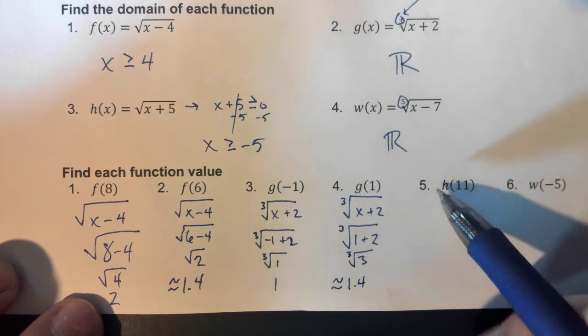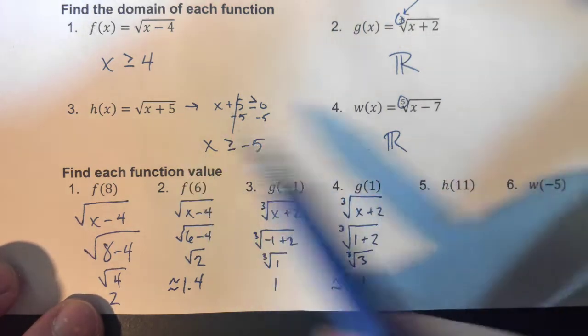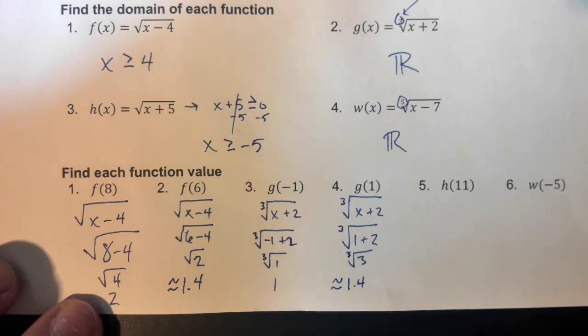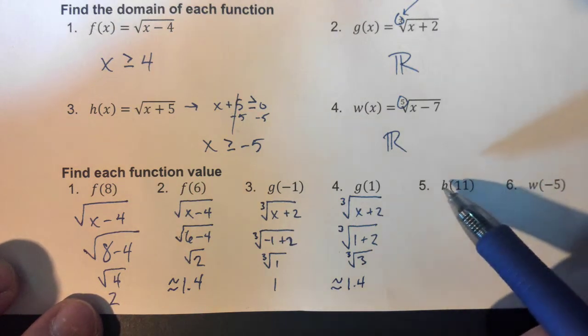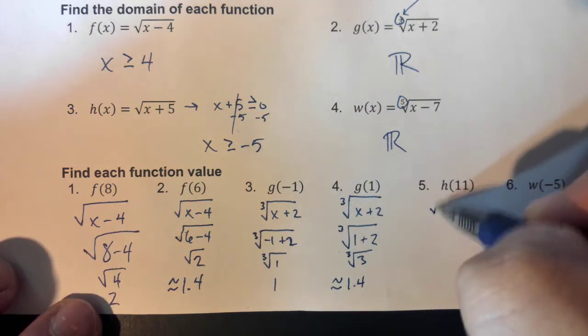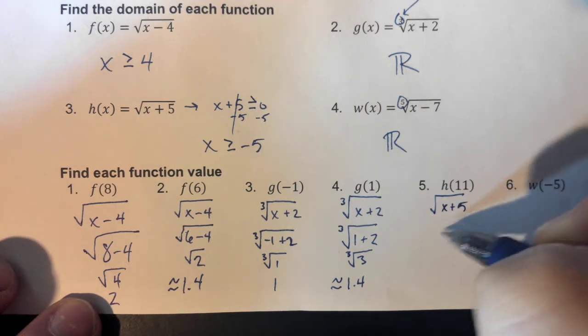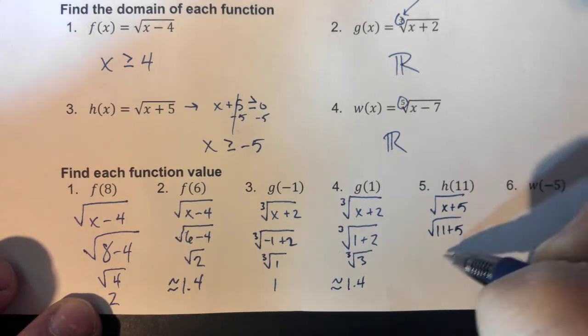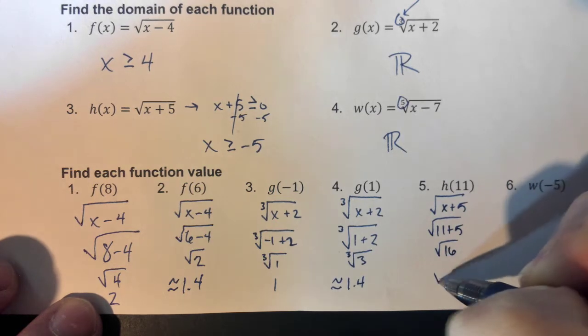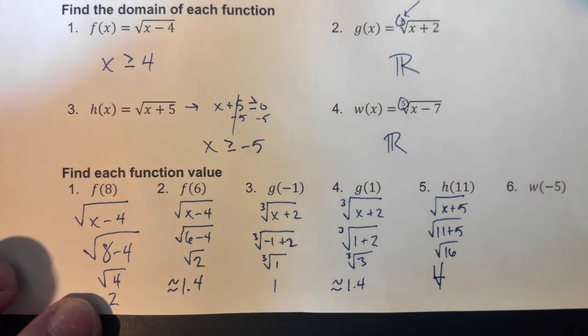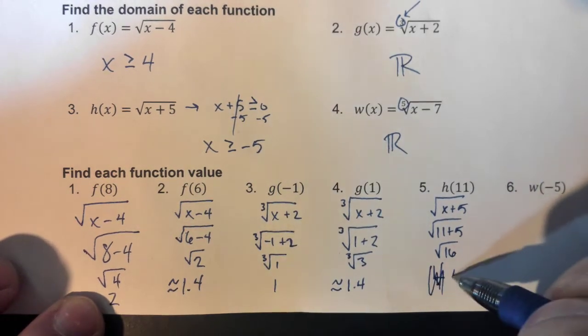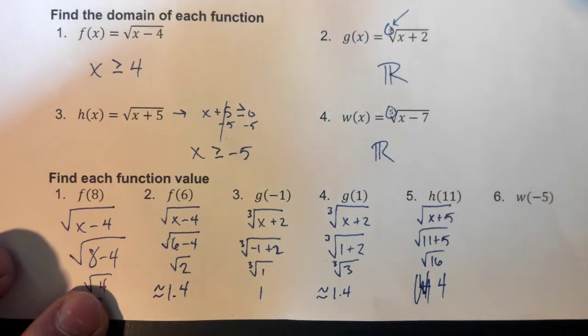Okay, on 5 and 6, once you pause here, try those. We will compare. The h function for number 3 is the square root of x plus 5, so that would be the square root of 11 plus 5. That would be the square root of 16, which is 4. That's a 4.